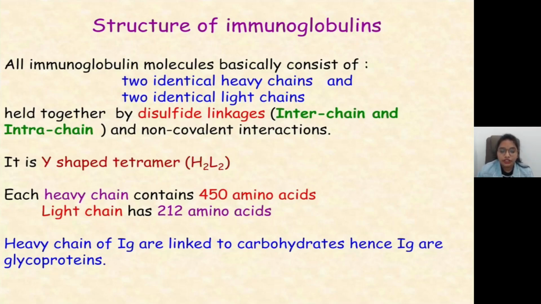Right? The heavy chains of IgG are linked to carbohydrates, hence IgG are glycoproteins. Right? Meaning that the heavy chains of IgG are linked by carbohydrates, and IgG are your glycoproteins.